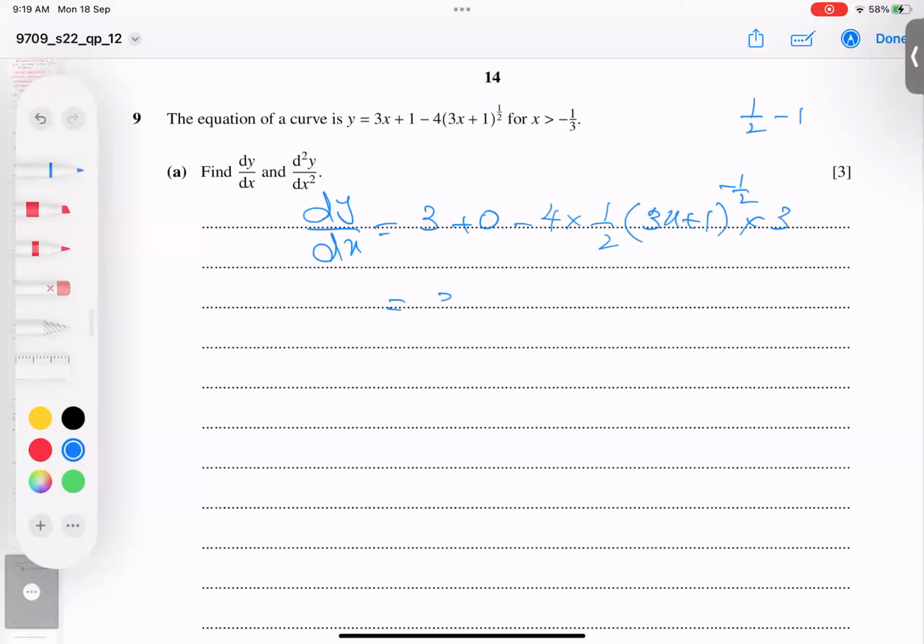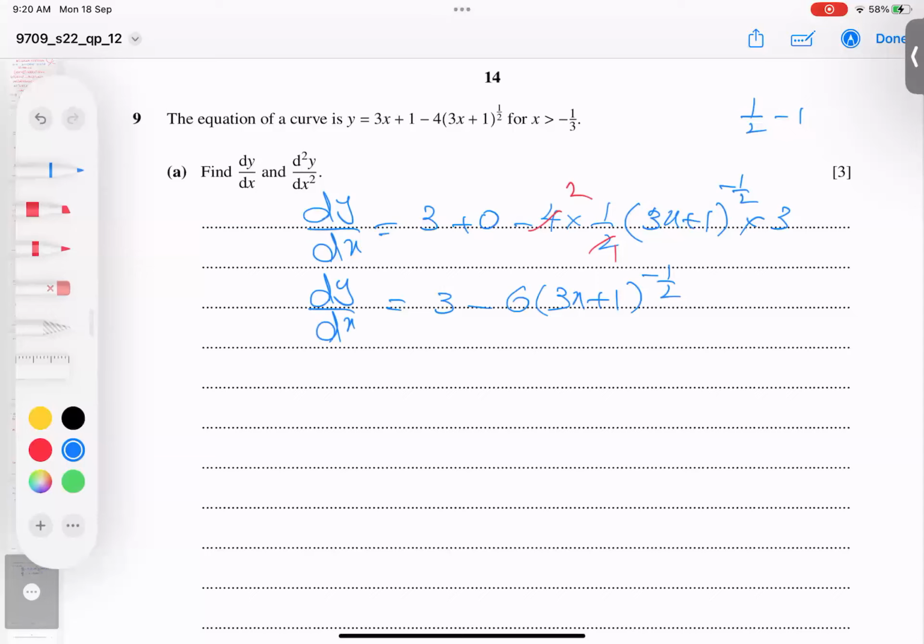I believe you all are understanding this. The 2 and 4 cancel, and that 2 and this 3, I'll show you what I'm saying. 2 ones are 2, 2 twos are 4, and 2 and 3 make 6. I get a minus 6, and I bring it down. Or I can write first as it is, then I bring it down. This is my first differentiation done.